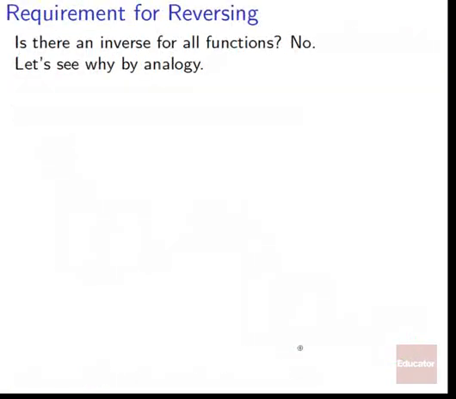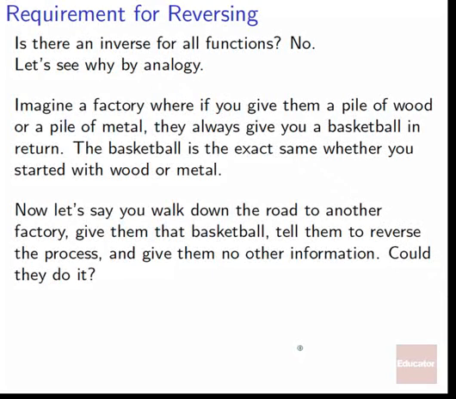So is there a requirement for reversing? Can we make an inverse out of all functions out there? No. Why? Let's see why by analogy first. Imagine a factory where if you give them a pile of wood or a pile of metal, they give you a basketball in return. The basketball is the exact same whether you started with wood or metal. It's always the exact same basketball. It doesn't matter what you gave them, it's just a basketball.